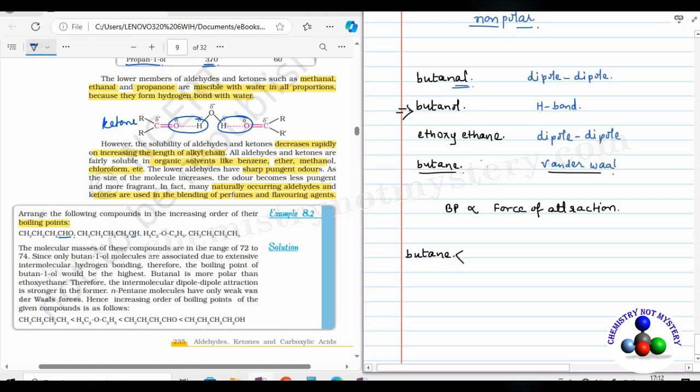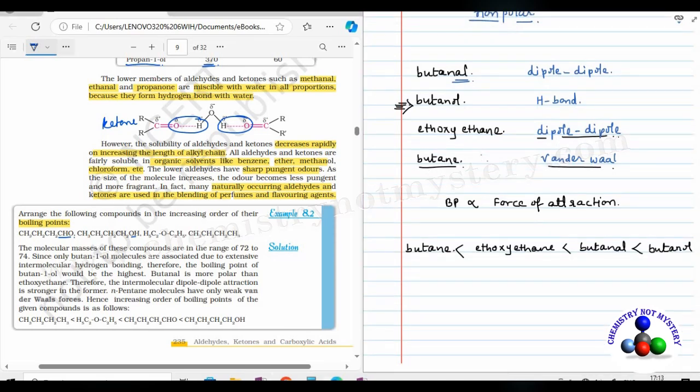After butane, there will be ethoxyethane because in case of ether, there is dipole-dipole interaction, but this dipole-dipole interaction is weaker than that of aldehyde. So next will be ethoxyethane, then aldehyde, which is butanal, and after that the strongest force of attraction is present in alcohol, which is butanol. So butanol will have the highest boiling point.